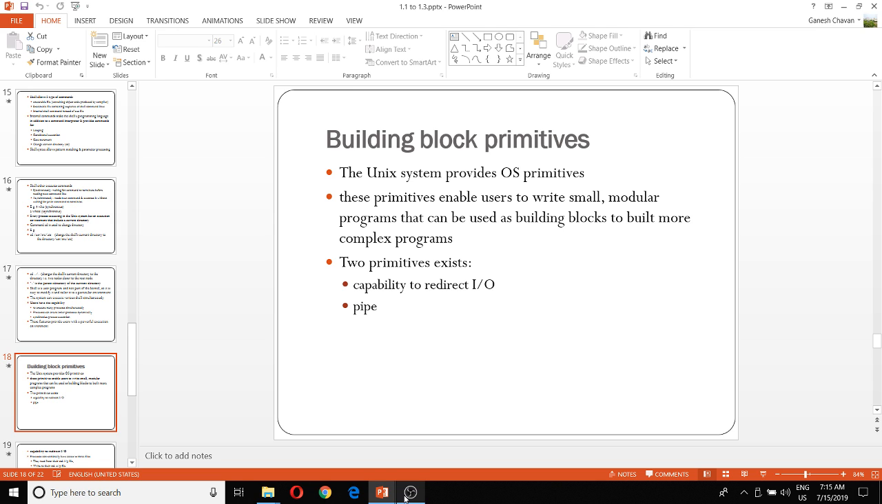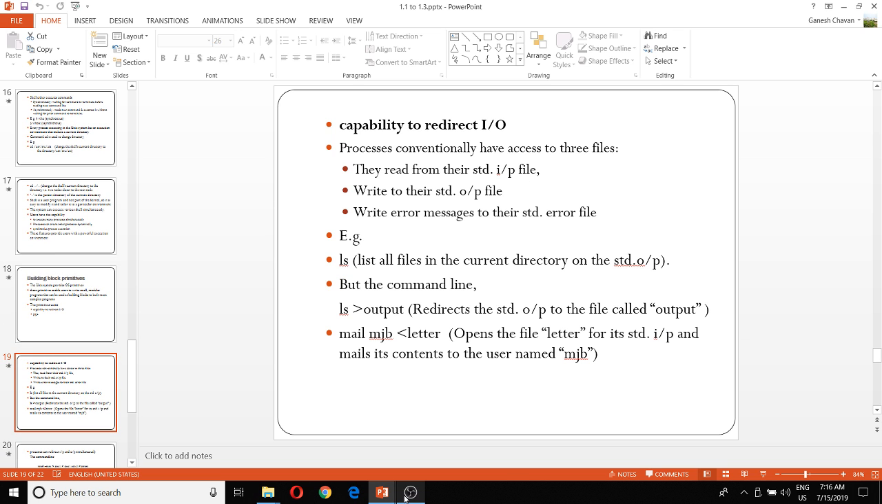Now let us talk about building block primitives. The Unix system provides operating system primitives that enable users to write small modular programs that can be used as building blocks to build more complex programs. Two primitives exist in the Unix environment. The first is the capability to redirect I/O, and the second primitive is the pipe.